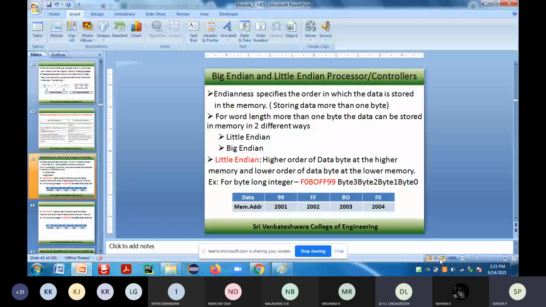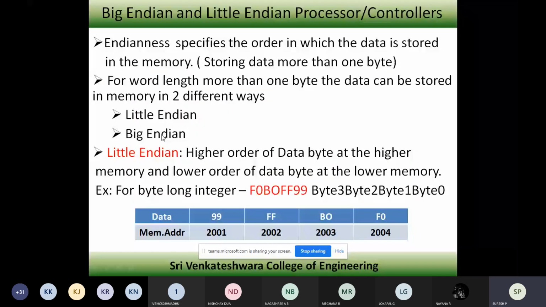So now the next part which we need to discuss is big endian and little endian processors or controllers. As we have already discussed little endian and big endian in the previous classes, I think it was explained in the lab part how this particular data will be stored inside your memory, so how the data will be organized.